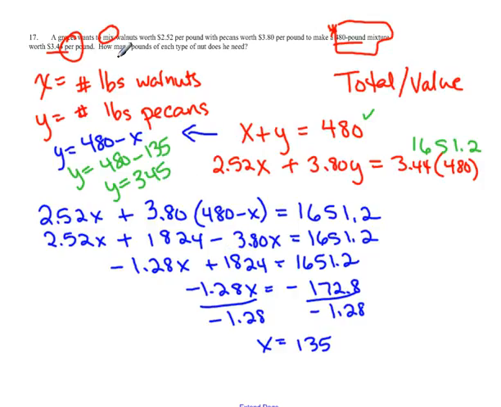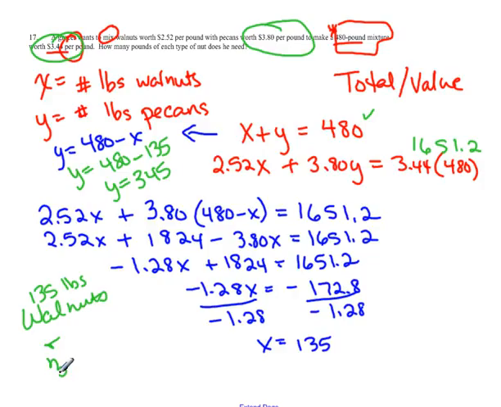Answer the question. How many pounds of each type of nut does he need? Well, we knew that he was going to have more of the pecans than the walnuts because the price per pound of the pecans, 3.80, is closer to the price per pound of the mixture, 3.44, than the price per pound of the walnuts. So 2.52 is further away from the mixture price than the pecans price. So we know we're going to have more of the pecans, and you see that we do. So we need 135 pounds of walnuts and 345 pounds of pecans. And you can write that in sentence form, or you can just label it this way.